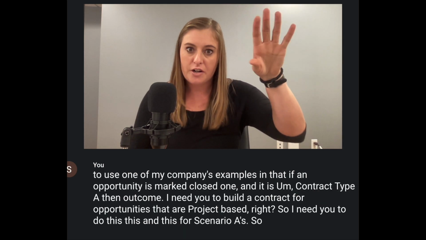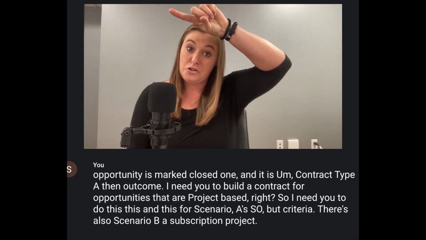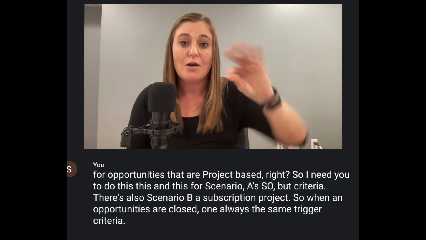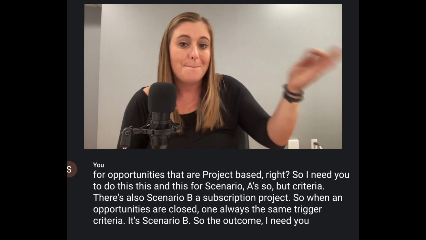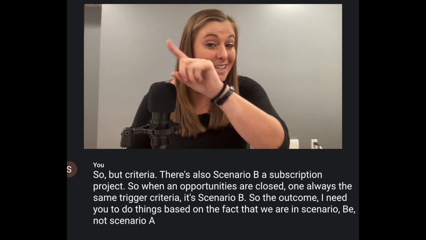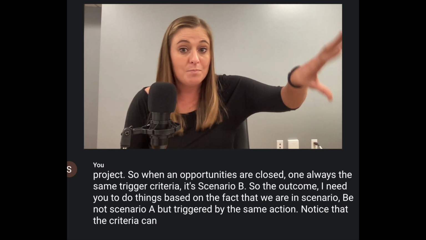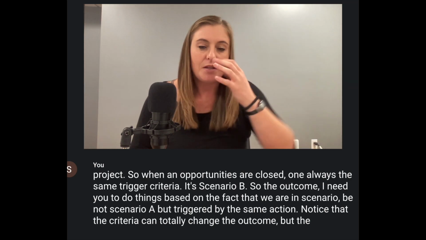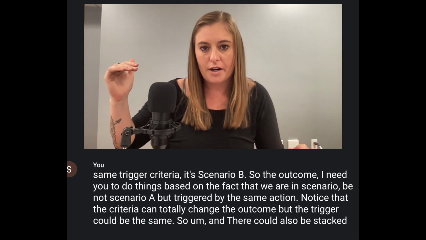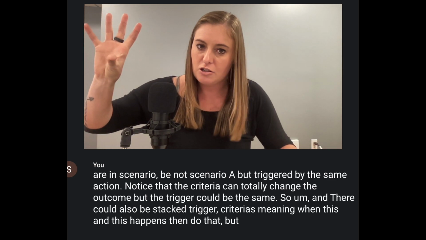So, but criteria. There's also scenario B, a subscription project. So when an opportunity is marked closed won, always the same trigger, criteria. It's scenario B. So the outcome, I need you to do things based on the fact that we are in scenario B, not scenario A, but triggered by the same action. Notice that. The criteria can totally change the outcome, but the trigger could be the same. So, and there could also be stacked trigger criterias, meaning when this and this happens, then do that.